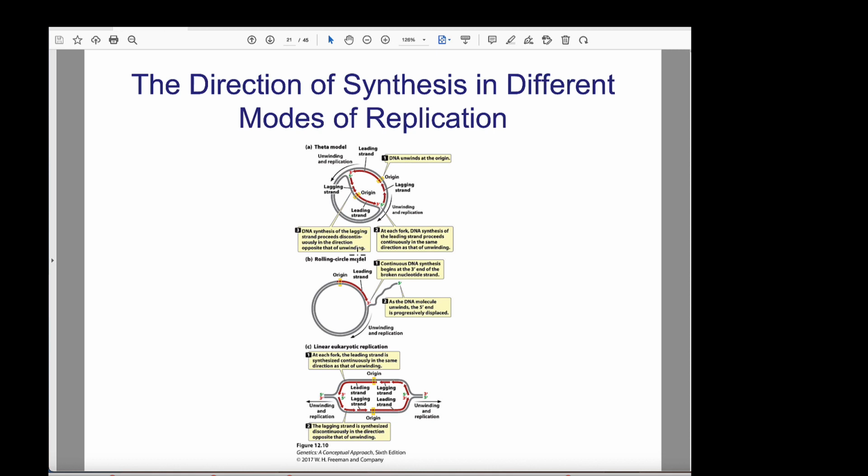So here you have the theta model, in diagram B you have the rolling circle model, and then in C you have the linear replication or eukaryotic replication, which has the leading and lagging strand, or is showing a semi-discontinuous manner of replication for both strands. Regardless of the different models of replication, all produce DNA molecules by semi-conservative replication.